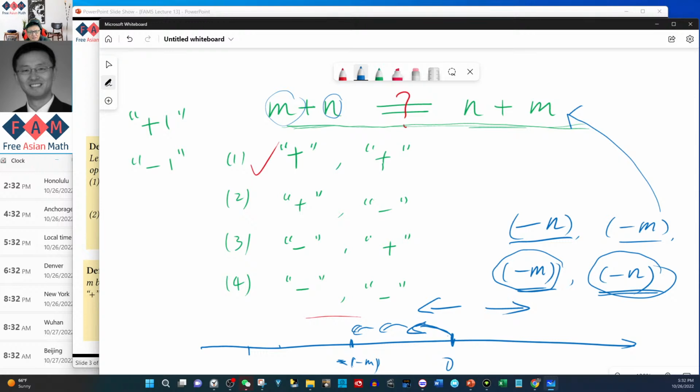And that came from the fact that we have the commutative law for the natural numbers. So in other words, if you are doing this one, this is exactly, you do the negation of this, this is m plus m.